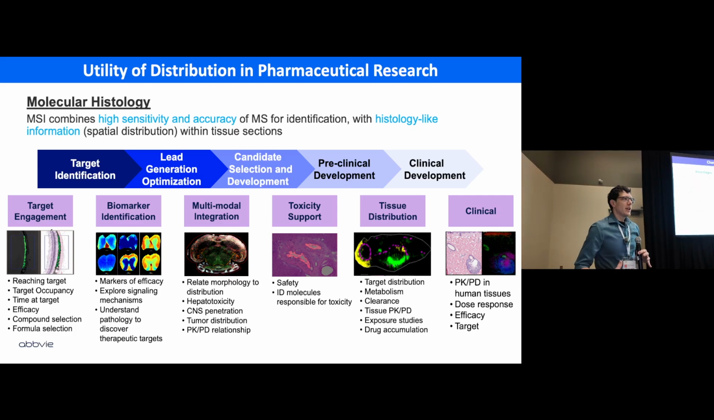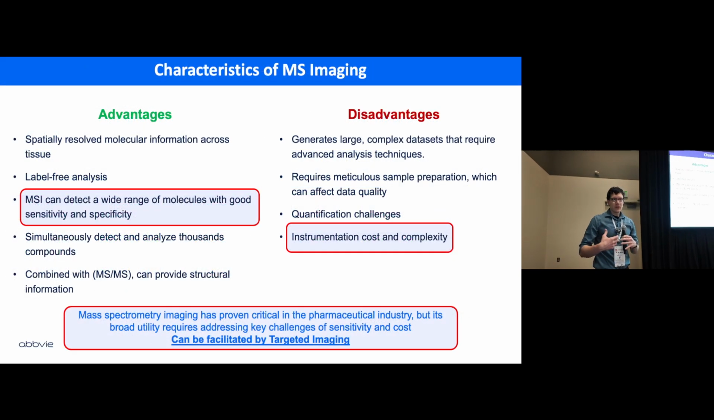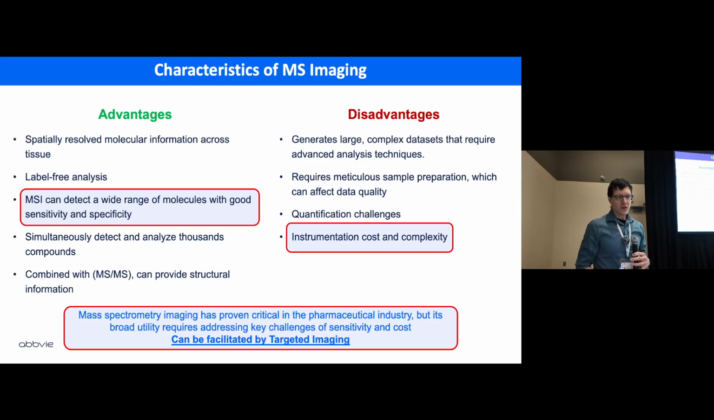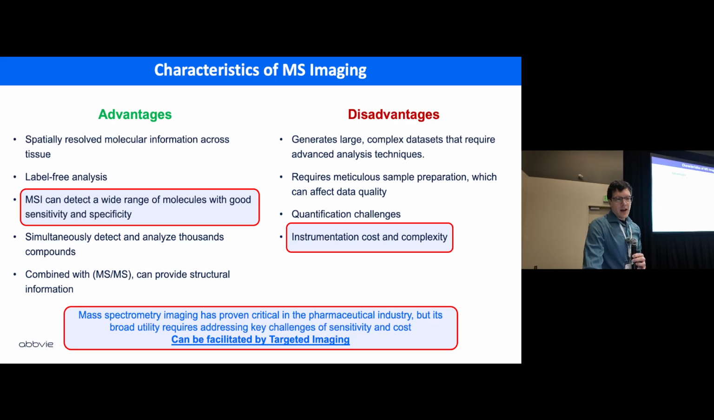So whenever you're looking at MS imaging versus other sorts of technologies or other forms of mass spectrometry, you get spatially resolved molecular information across the tissue, and it's a label-free analysis. It can detect a wide range of molecules with pretty good sensitivity and specificity. You can detect thousands of compounds all at once, and that combined with MSMS information can provide structural information.